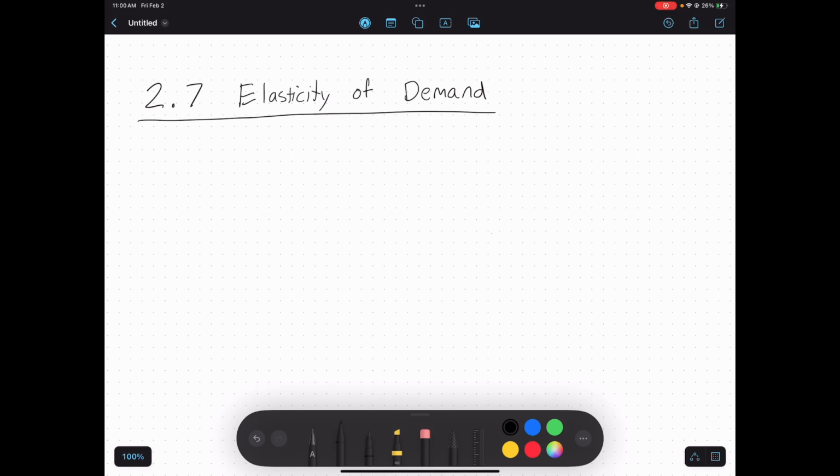Okie doke, in today's video, we're going to move on from talking about differentials and marginals, but keep those ideas in the back of our mind, and move on to elasticity of demand. If you've taken any sort of economics class, you may have heard this word elasticity before. So today we're going to really break down what it means mathematically. Where does it come from? What's the math behind it? And it turns out it's related to derivatives.